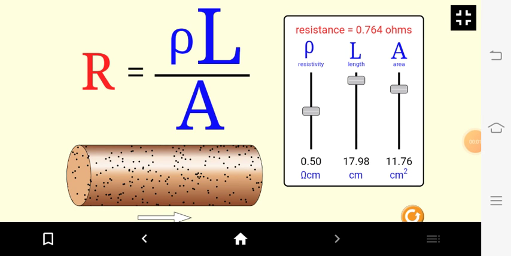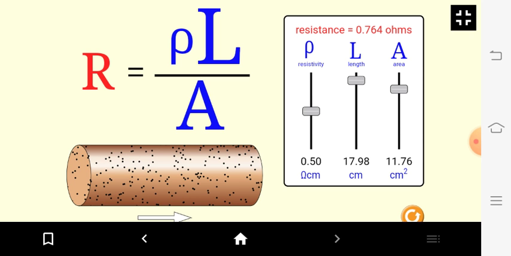Since we know basic things about current, current is nothing but the flow of electrons within the conductor. When electrons flow through the conductor, they collide with the atoms inside, and the motion of the electrons is obstructed. So there is an opposition to the flow of electrons because of collisions with the atoms. That is known as resistance. Obstruction to the flow of electrons is known as resistance.